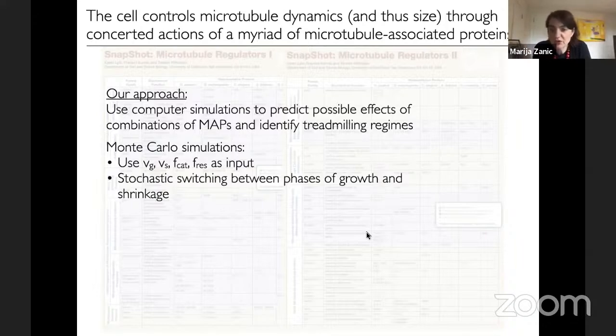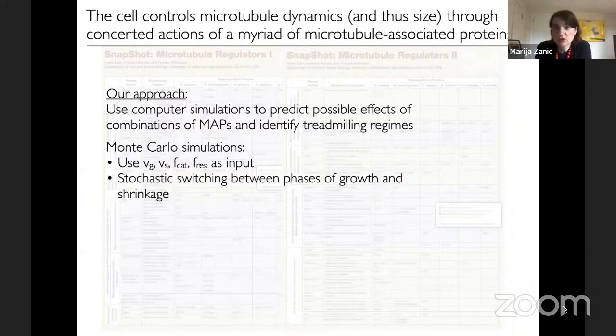Very much in the spirit of the talk that we heard from Lishi and Shashank, to try to predict and identify regimes that will be conducive to treadmilling. Our input parameters are growth and shrinkage rates and catastrophe and rescue frequencies that we have an idea of from measurements with individual components. And then we just model stochastic switching between phases of growth and shrinkage. So where do we start?